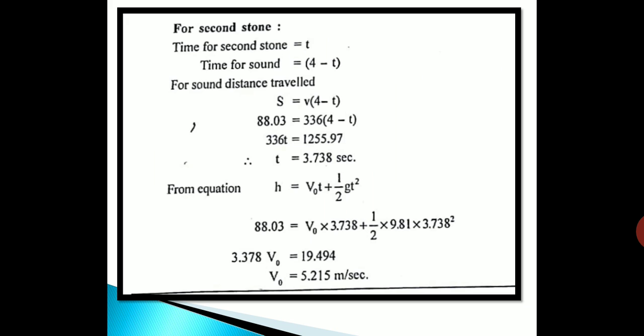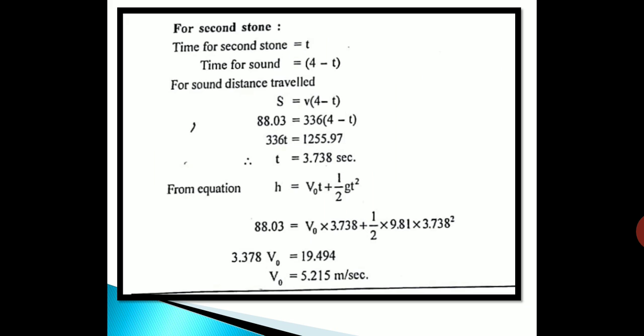So applying the same principles as in the previous case, here let t be again the time for the second stone. Don't confuse it with the first t. First stone analysis is over. Here we are considering only the second stone analysis. Let t be the time for the second stone. Therefore, similarly as before, the time required for the sound to travel from the water surface to the top of the well will be equal to 4 minus t.